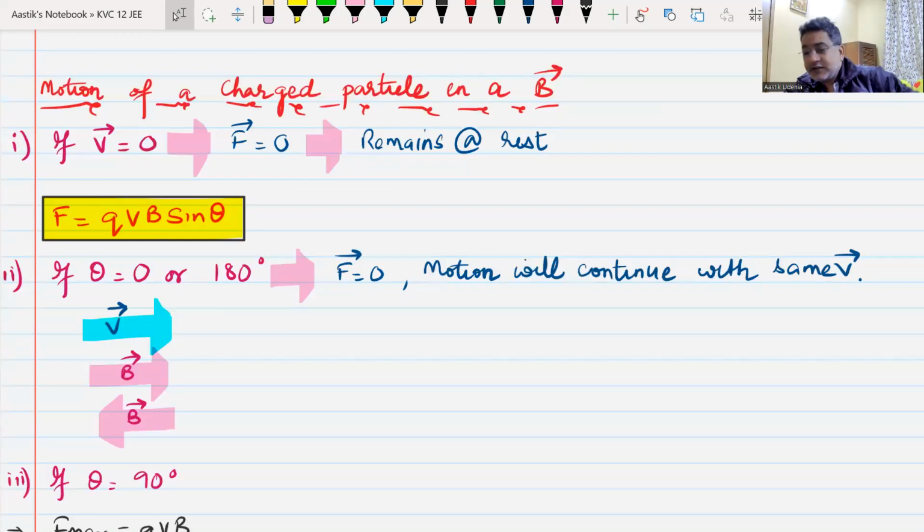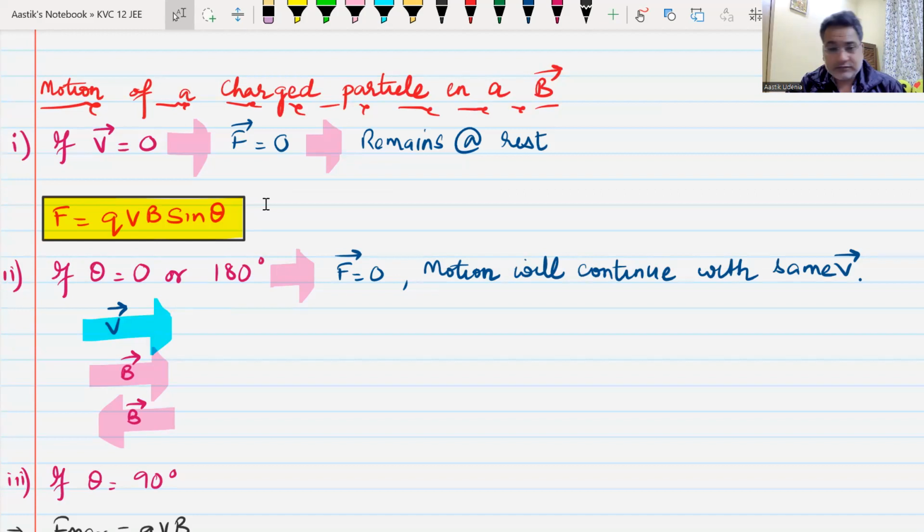No one remembers it. The first case is if the velocity is zero. Well, nothing happens, the particle remains at rest. Second case, when the angle between the velocity vector and your magnetic field is 0 or 180 degrees. Well, nothing happens there also.